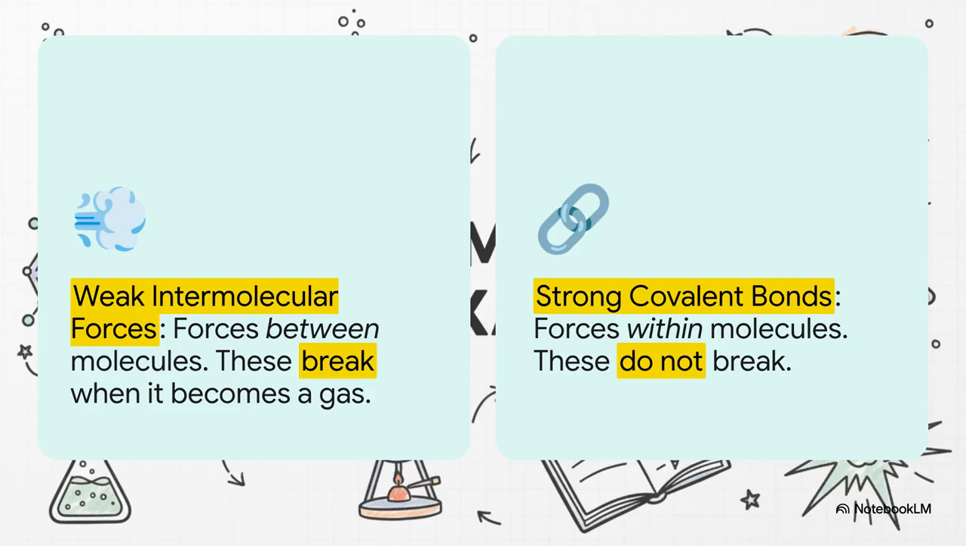Okay, pay attention, because this is a huge trap that so many people fall into. You have to be crystal clear that you're talking about the weak forces between the molecules. When hydrogen chloride boils and turns into a gas, you are absolutely not breaking the strong covalent bonds inside the molecules. You're only overcoming the weak attractions holding one molecule to its neighbor. Getting this distinction right is crucial.